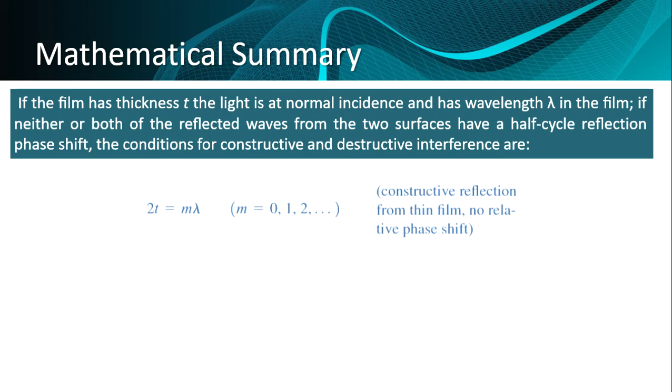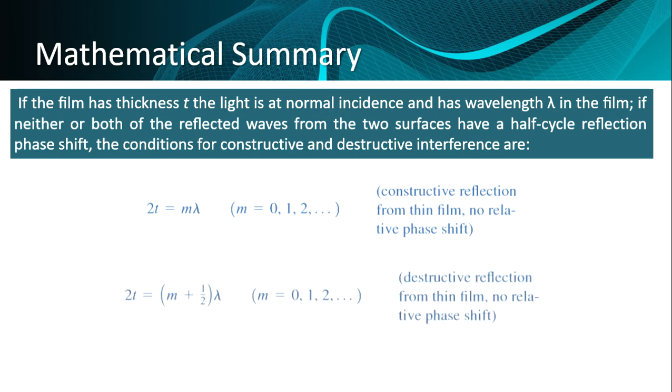Okay? So this is the condition for constructive reflection from thin film, which has no relative phase shift. And 2t equals quantity m plus 1/2 lambda, where m equals an integer number of wavelengths, is the condition for destructive reflection from thin film with no relative phase shift. So this is applicable for interference which occurs, for example, on soap bubbles and the like. So those are the simple cases.